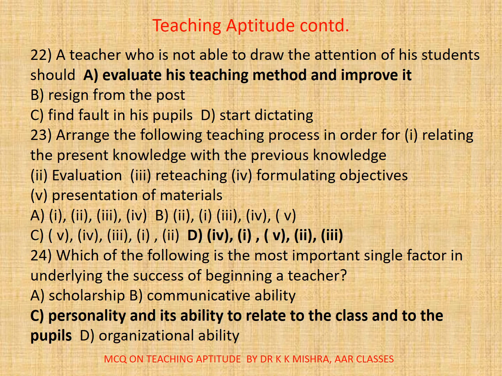22. A teacher who is not able to draw the attention of his students should A. Evaluate his teaching method and improve it. B. Resign from the post. C. Find fault in his pupils. D. Start dictating. Correct option is A. Evaluate his teaching method and improve it.